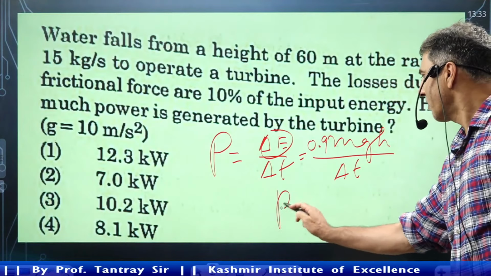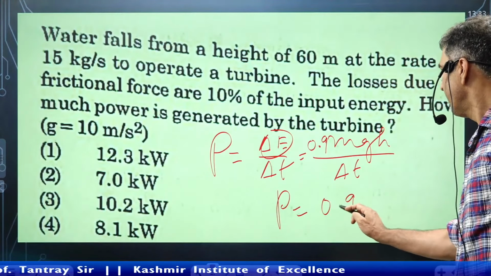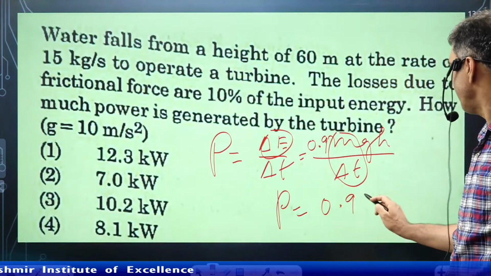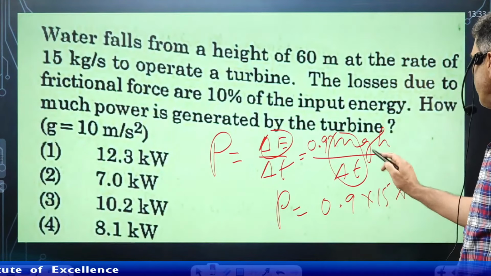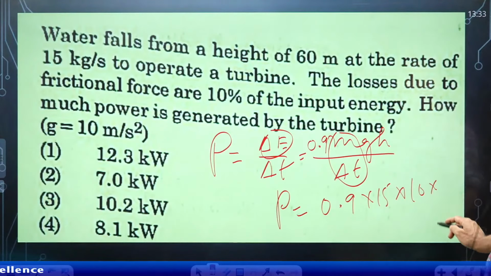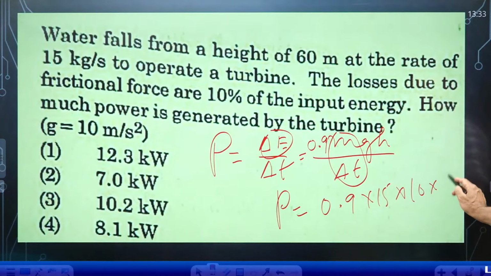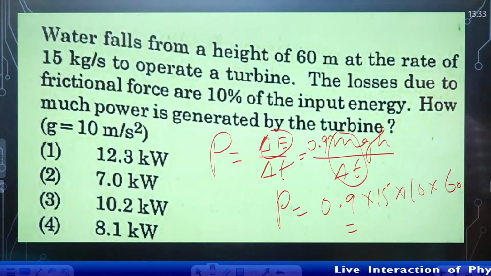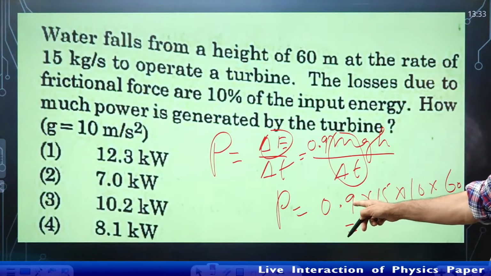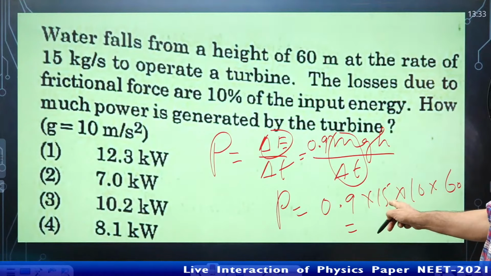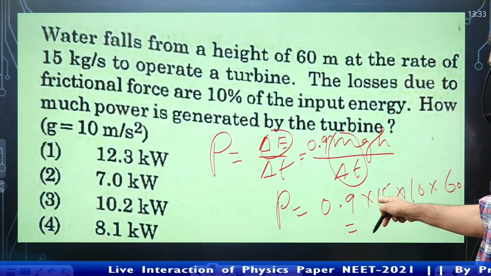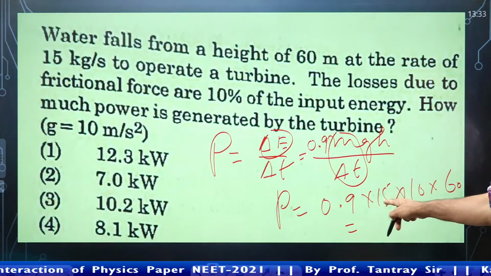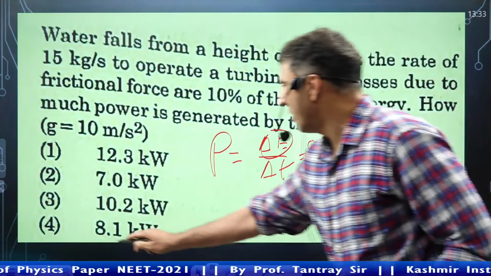So power is equal to 0.9. What is m by delta T? That is mass per unit second. That is 15. What is g? That is 10. What is h? From where it falls? That is 60. If you multiply them all, you must get the answer. That is 15 into 9. 15 into 9. That is 9. It is 6 into 15. That is again 9. This must be the answer.